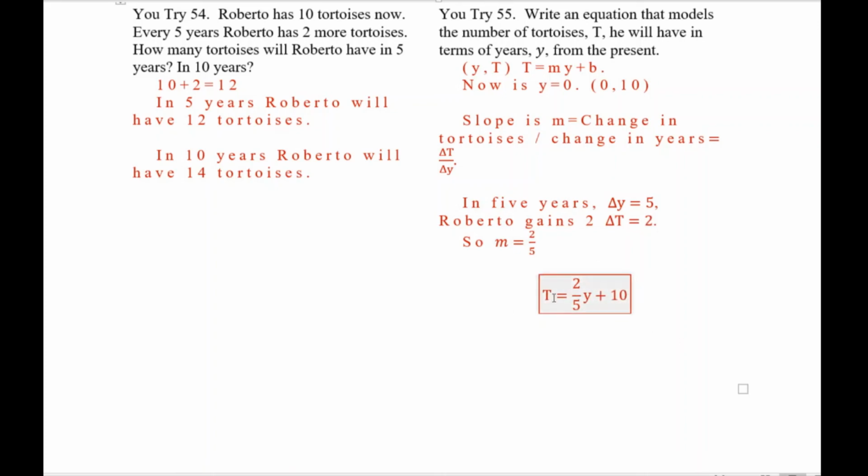We should check this equation with our previous work, dealing with 5 years and 10 years. If we replace number of years y with 5, our result is 2/5 times 5, which results in 2, plus 10, would be 12. And in fact, in 5 years, Roberto will have 12 tortoises, is what we found out earlier. And in 10 years, Roberto should have 2 divided by 5 times 10 plus 10, would be 4 plus 10, or 14. And indeed, in 10 years, Roberto will have 14 tortoises.